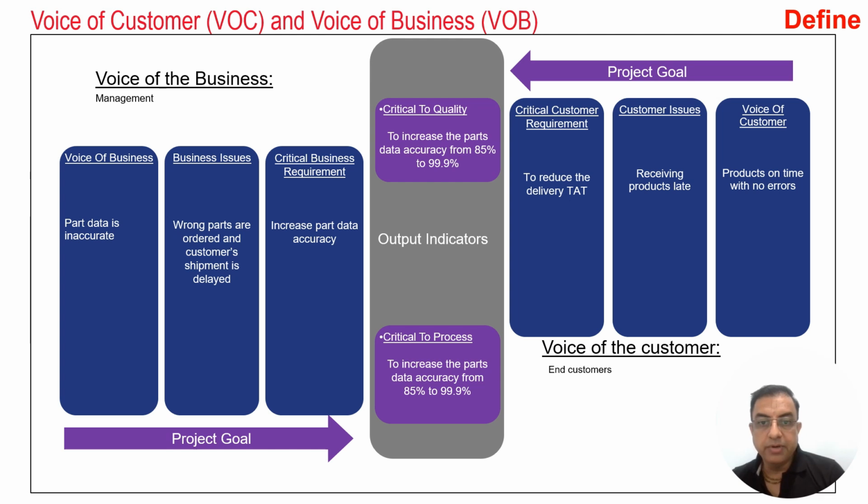So critical to quality in this particular case is to increase the parts data accuracy from 85% to 99.9%. Similarly, when they heard the voice of the business, the business also said that the part data is inaccurate. What is the issue with the business? If this data is inaccurate, they are ordering wrong parts and it is taking more time for the end customer's products to be first created and then shipped. So the overall shipment is delayed. And what is critical to business? The critical to business is that the accuracy rate should increase. The CTP becomes that they want to increase the data accuracy from 85% to 99.9%. When both CTQ and CTP are the same, the project is picked up.